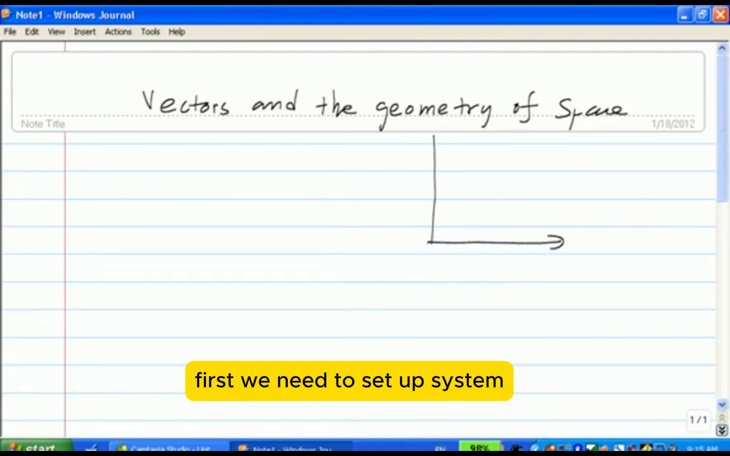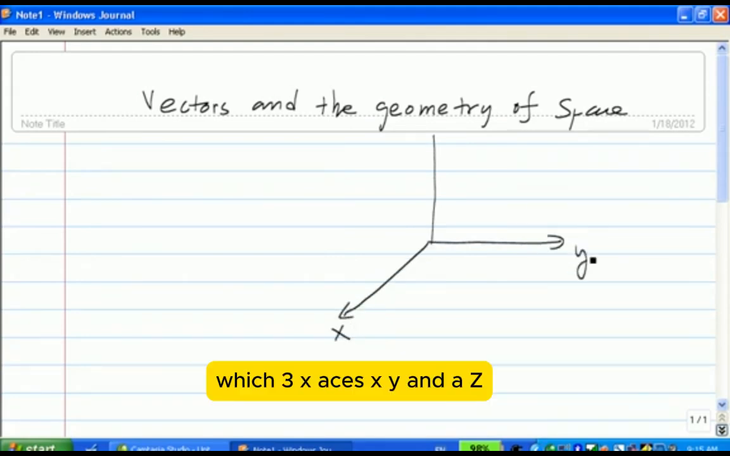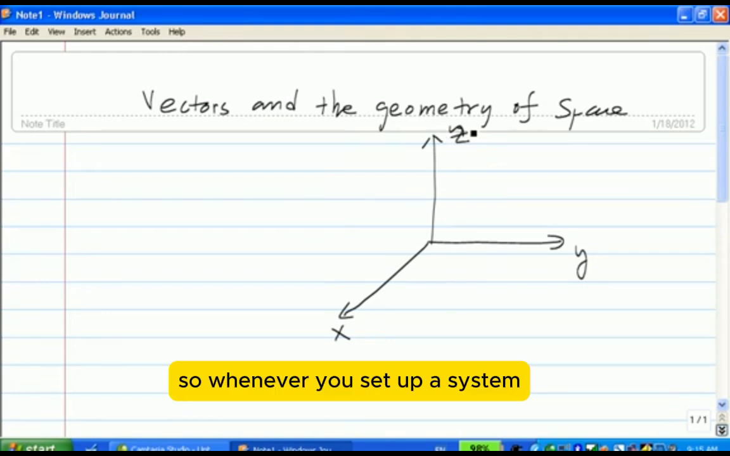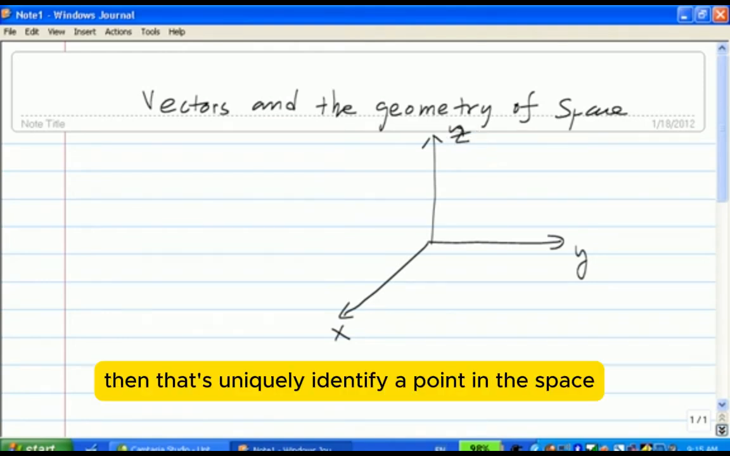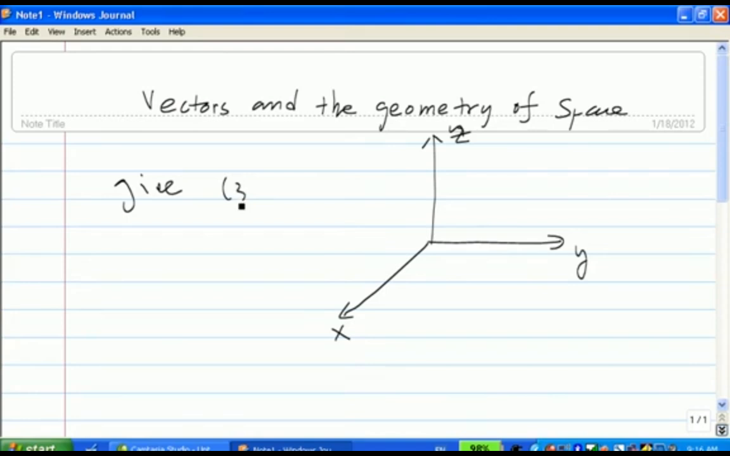First, we need to set up a system with three axes, x, y, and z. Whenever you set up a system, if I give you any triple, it uniquely identifies a point in the space. For example, I give you a point, say 3, -7, and 5.